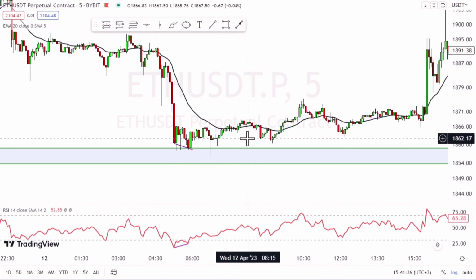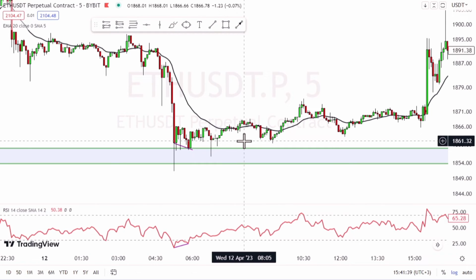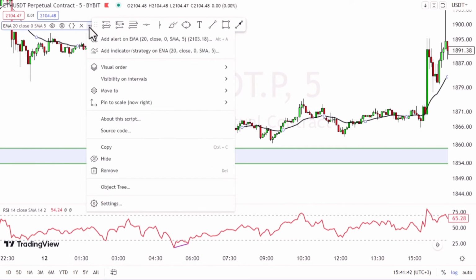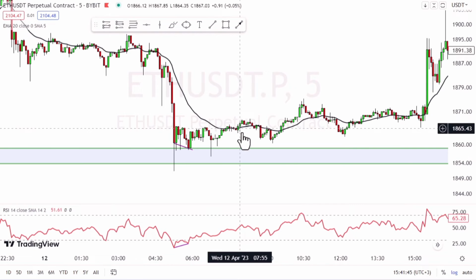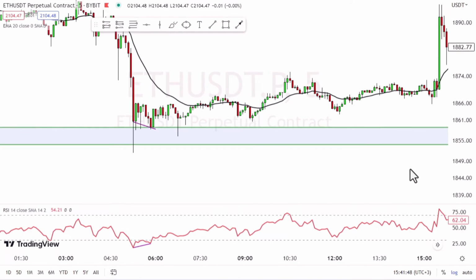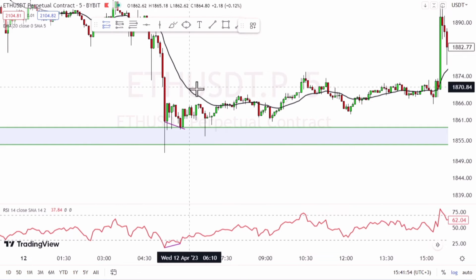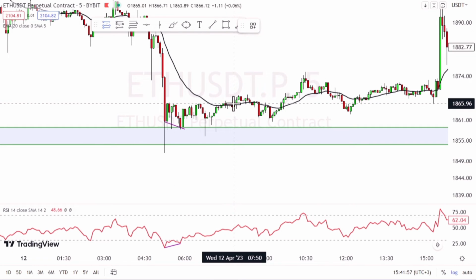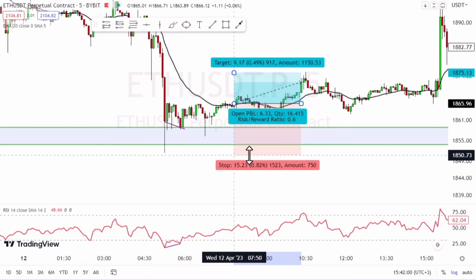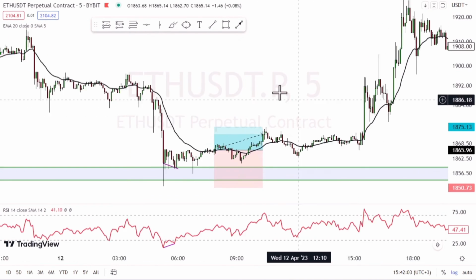I wait for a candle close, a strong candle close, a green candle above the EMA. Let me bring the EMA to front, so it's going to be on the candles. This one was not a very strong candle, but this one is. Then here I can enter the trade, just like that. Put my stop loss below the support level.